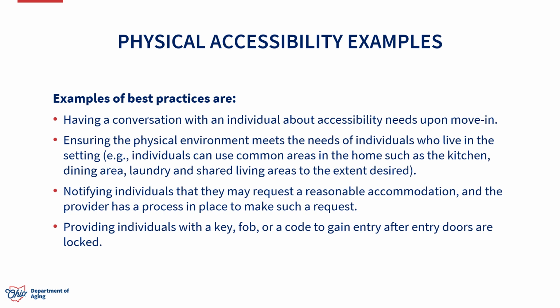And here are some best practices and examples of physical accessibility. 1. Having a conversation with an individual about their accessibility needs upon move-in. 2. Ensuring the physical environment meets the needs of individuals who live in the setting, such as individuals can use common areas in the home, like the kitchen, the dining area, laundry, and shared living areas to the extent that they desire. 3. Notifying individuals that they may request a reasonable accommodation and the provider has a process in place to make that request. And finally, providing individuals with a key, a fob, or a code to gain entry after hours when the doors are locked.